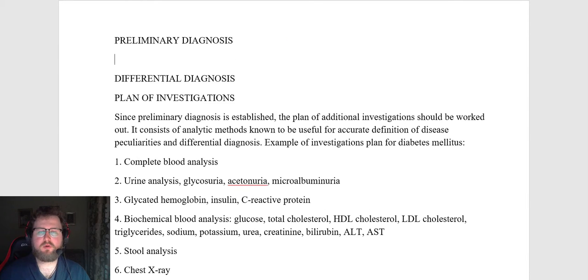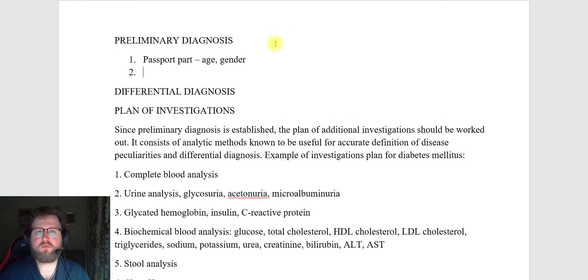Before writing the preliminary diagnosis, let's see what we already have. So first, we have the patient's passport part. From this part we know his age, gender, and some information about his family and place where he lives, but that's not very relevant.